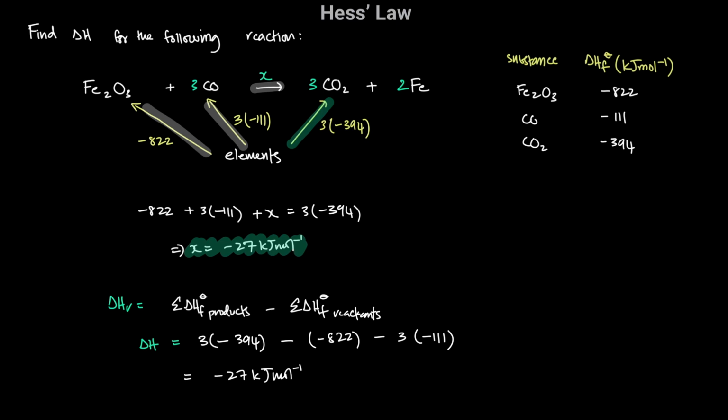So if you're asked to draw an energy cycle or a Hess cycle, you would draw a cycle like this for your calculation. But if you're just asked to calculate it, you can also use the formula. If you're given the enthalpy changes of formation for reactants and products, you can use this expression: the enthalpy change for a reaction is the enthalpy changes of formation of the products minus the enthalpy changes of formation of the reactants.